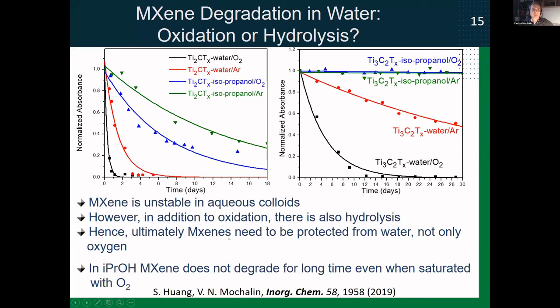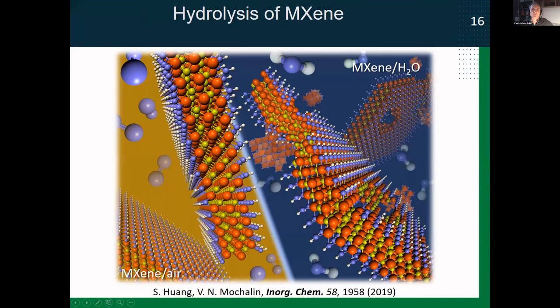And therefore, MXenes need to be protected not only from oxygen, but also from water itself, which means you should better stay away from water as a medium when you work with MXene. You can use alcohols or other non-aqueous systems. And this is a schematic illustration that at that time Shohan produced, which illustrates that when MXene is dispersed in water and interacts with oxygen, it can be stable. When MXene interacts with oxygen in isopropanol, it can be stable.